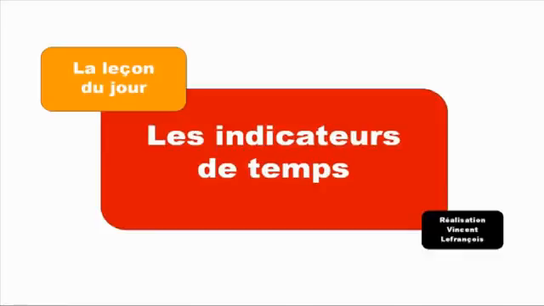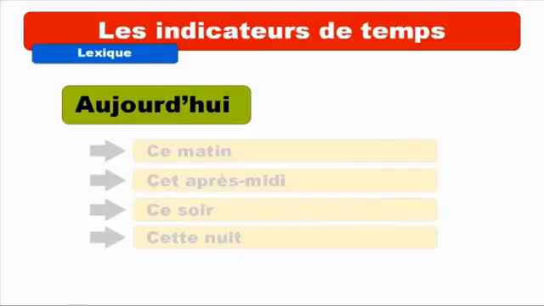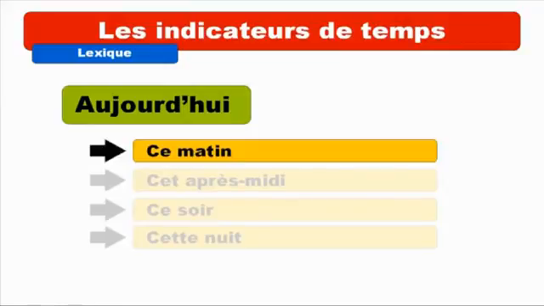Today we will see les indicateurs de temps. Quite useful, so let's start now. Aujourd'hui is today, so if you want to express something that will or that did or that does happen today, you've got these possibilities. The first one is ce matin, this morning. Ce matin.